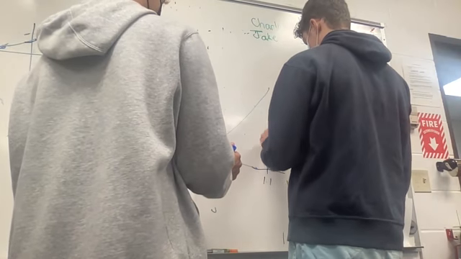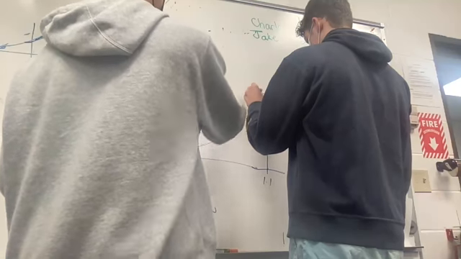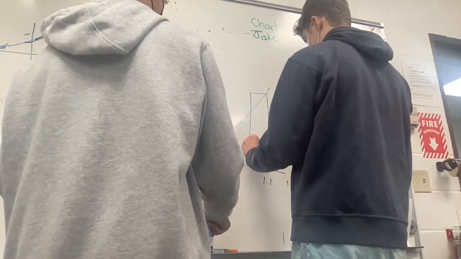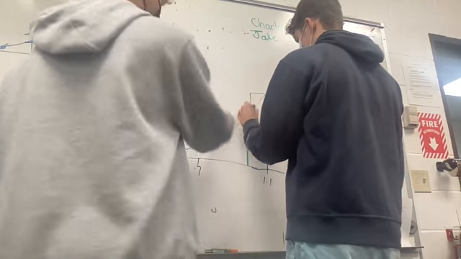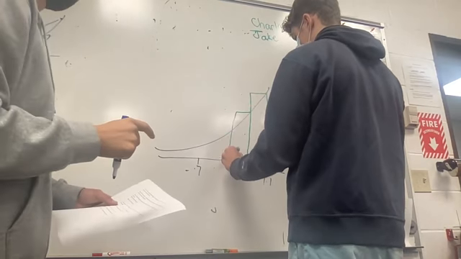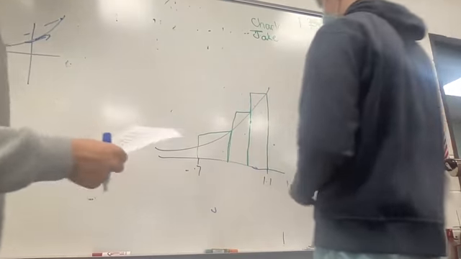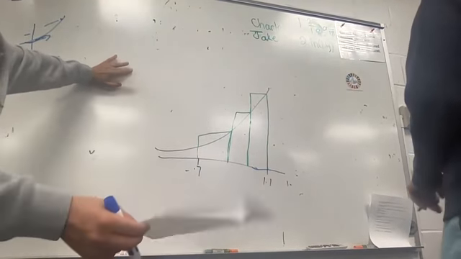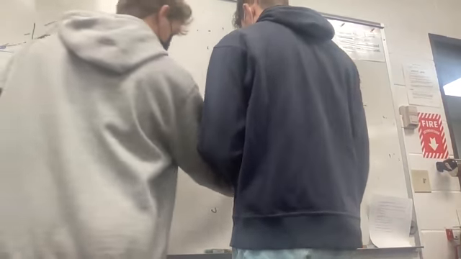Right rectangles. There's your graph, so they can change. You're fine. Going up, over, down, up, over, down. Great. So now you gotta figure it out.